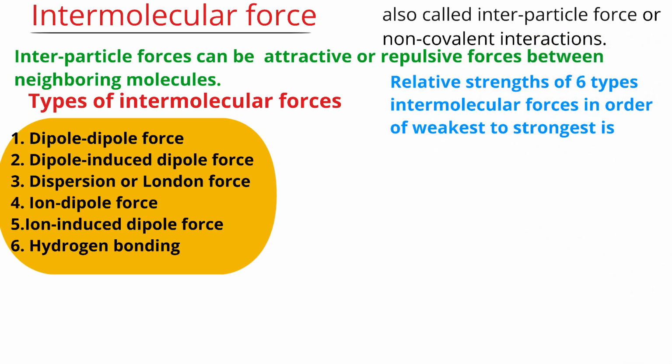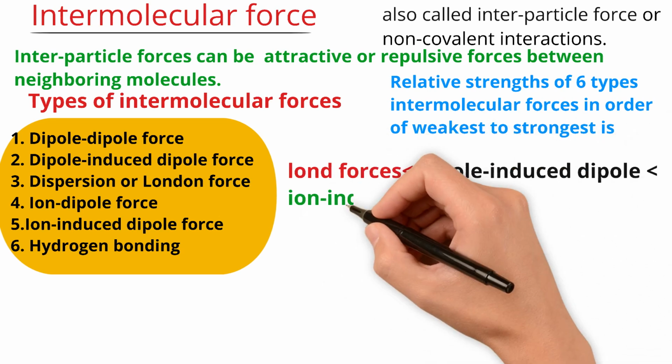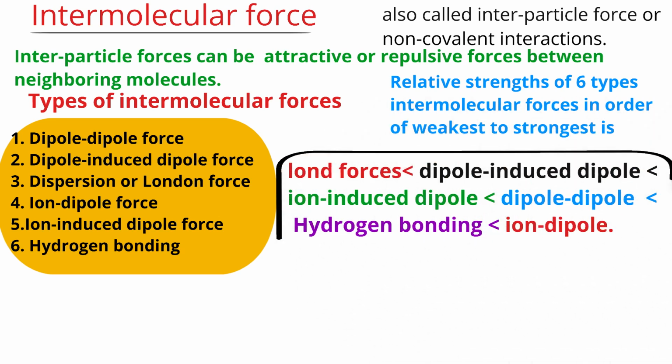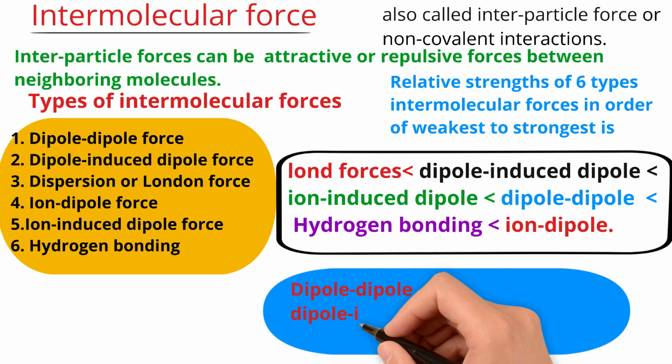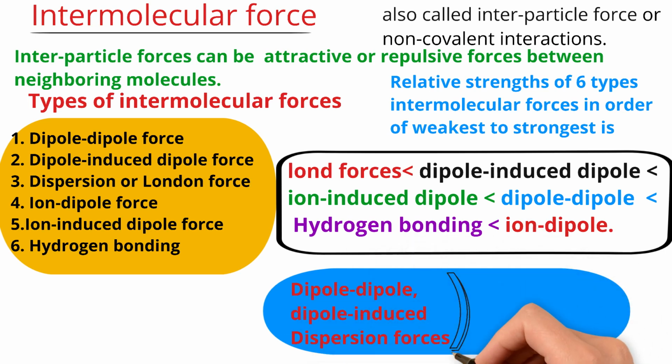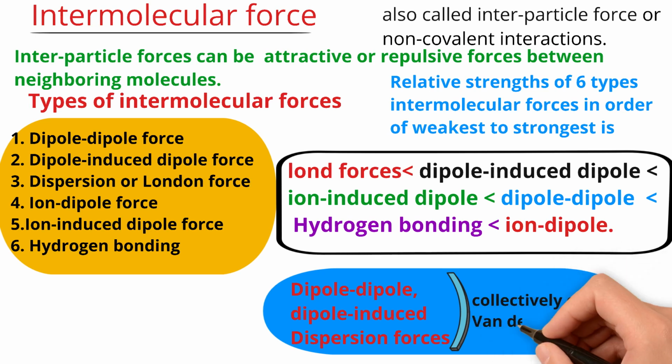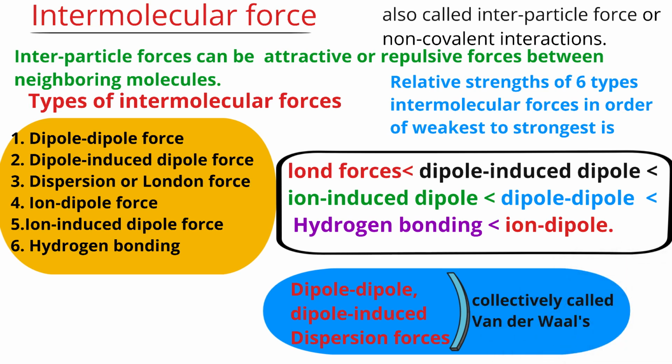Relative strengths of the 6 types of intermolecular force in order of weakest to strongest is London force less than dipole-induced dipole less than ion-induced dipole less than dipole-dipole less than hydrogen bonding less than ion-dipole force. Dipole-dipole force, dipole-induced dipole force, and dispersion force are collectively or commonly known as Van der Waals force.